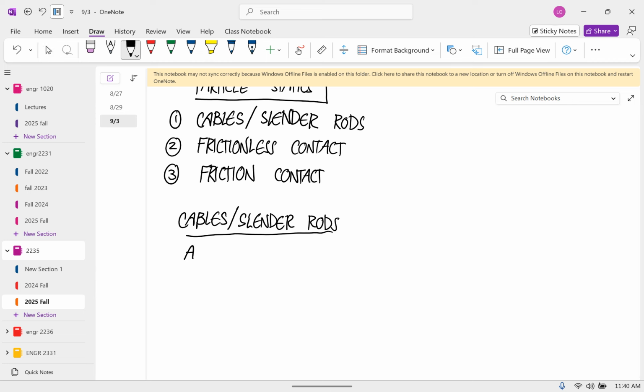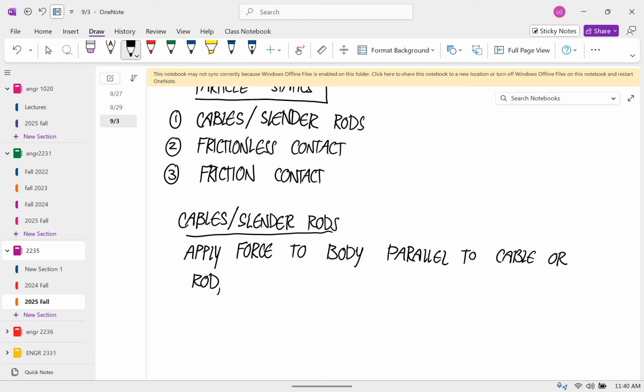So these apply a force to the body that's parallel to the cable or the rod, and away from the chosen body. So that's how we're going to draw it in the free body diagram.